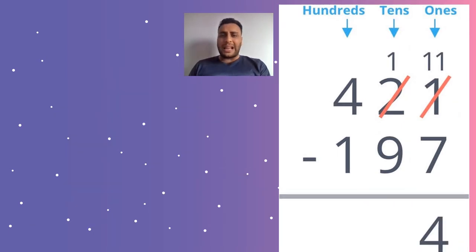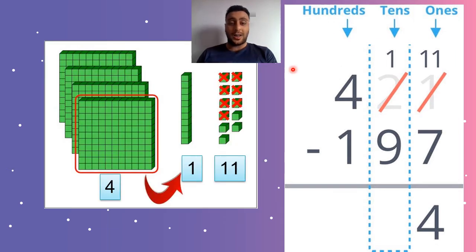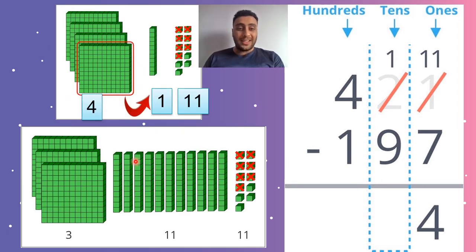So next one. Guys, again, 1 minus 9. We can't do it. So we have to borrow again. We must regroup. We must borrow again. Now we are in the tens, right? We need help in the tens. So we go to the next digit, which is hundreds. Look here. We have 4 hundreds. So we can break down 100 into 10 tens. So instead of only 1 ten, now we have 11 tens.